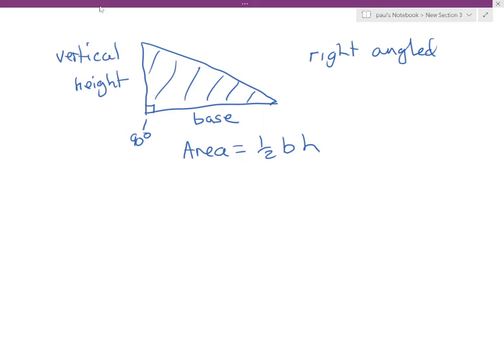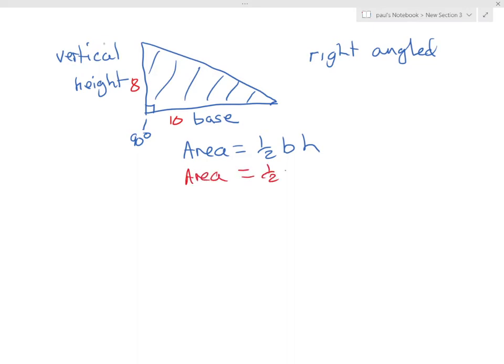So if this base was 10 centimeters and that was 8 centimeters, then the area of this triangle equals a half times 10 times 8, which equals 40 centimeters squared. The reason why we've got half is because if I continue that and make a rectangle, then the size of the rectangle will be 8 times 10, which is 80 centimeters squared. So the triangle is exactly half of the rectangle. That's why we use the half at the beginning.